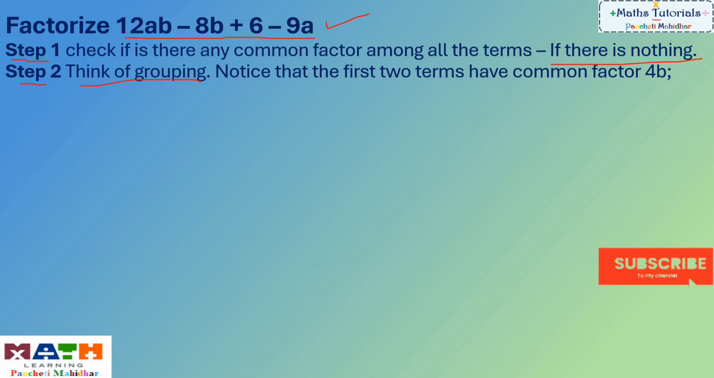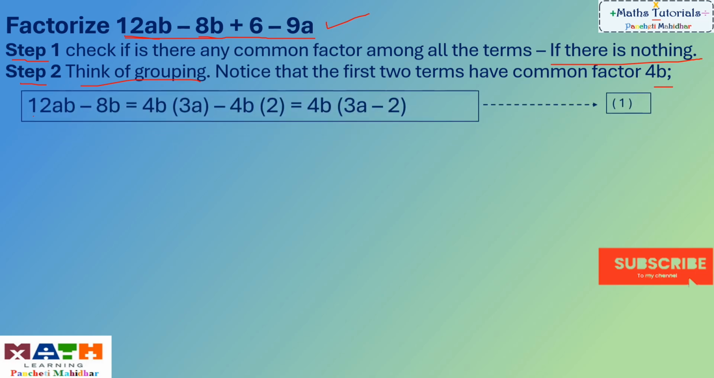Notice that the first two terms have a common factor. The first two terms, 12ab and 8b, have the common factor of 4b. 12ab minus 8b we will write as 4b into 3a minus 4b into 2. In these two terms, 4b is the common factor: 4b bracket 3a minus 2.